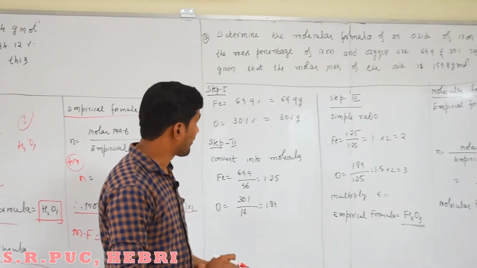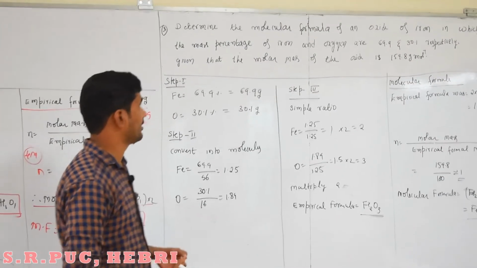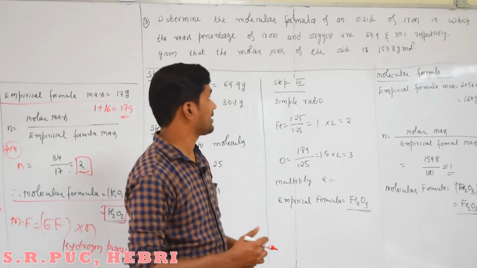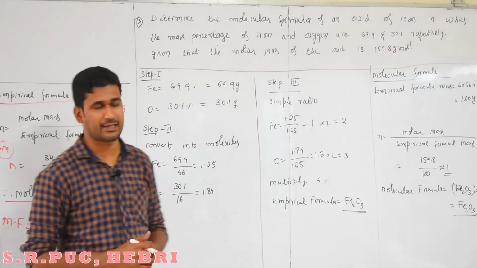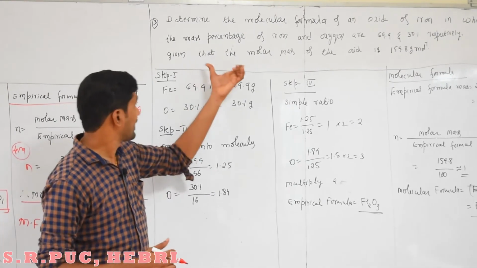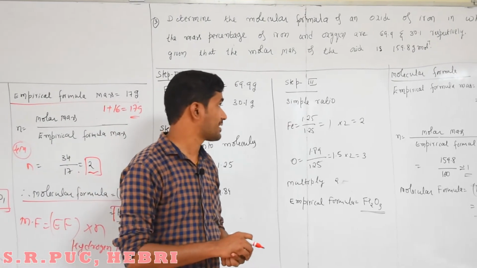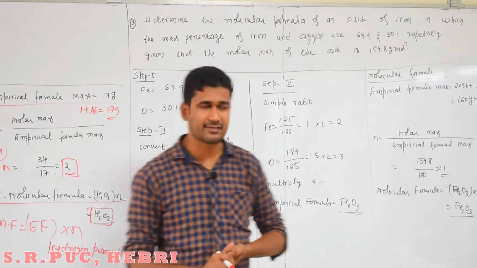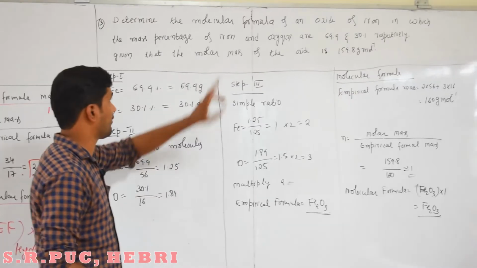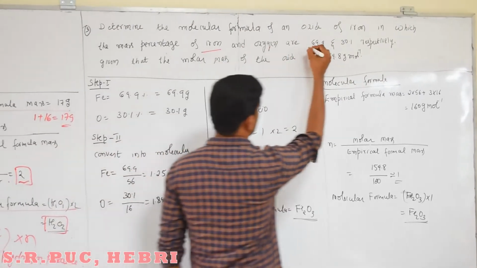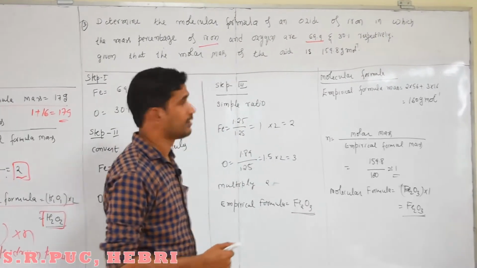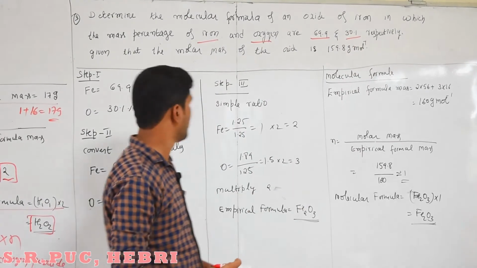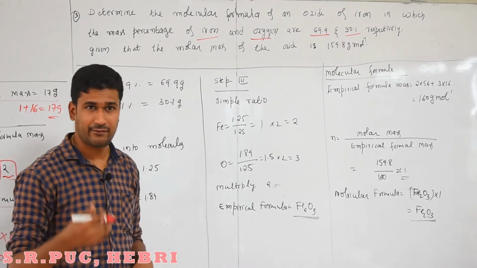Determine the molecular formula of an oxide of iron in which the mass percentage of iron and oxygen are 69.9% and 30.1% respectively. Understood? Given that the molar mass of the oxide is 159.8 gram per mole. When an oxide of iron is given to you, the percentage of iron is 69.9%, and the percentage of oxygen is 30.1%. Understood? So now what is the first step?